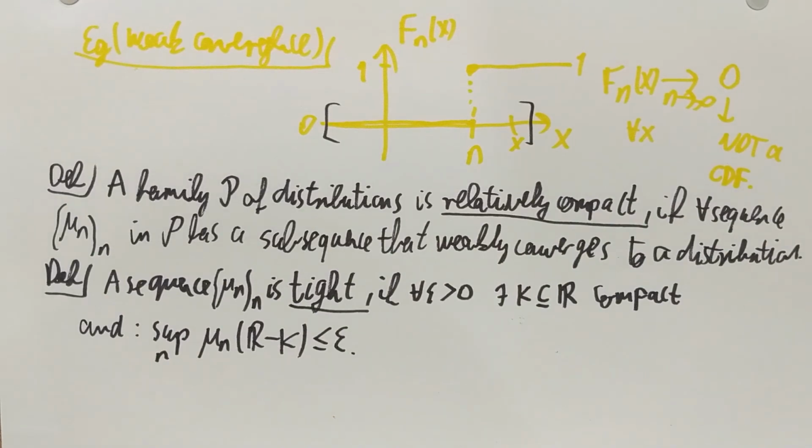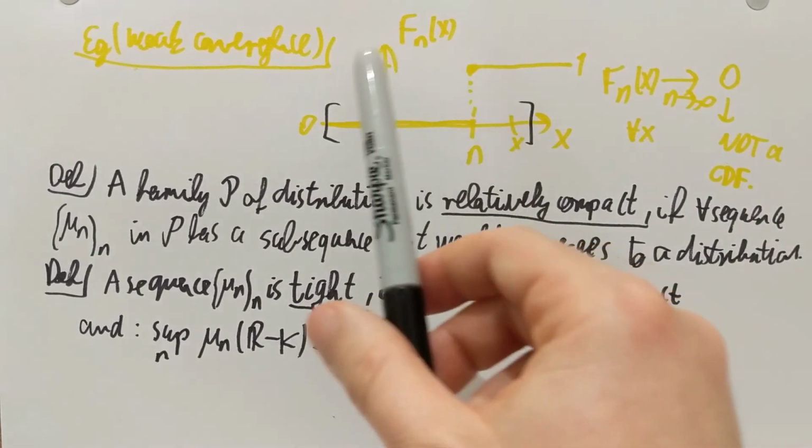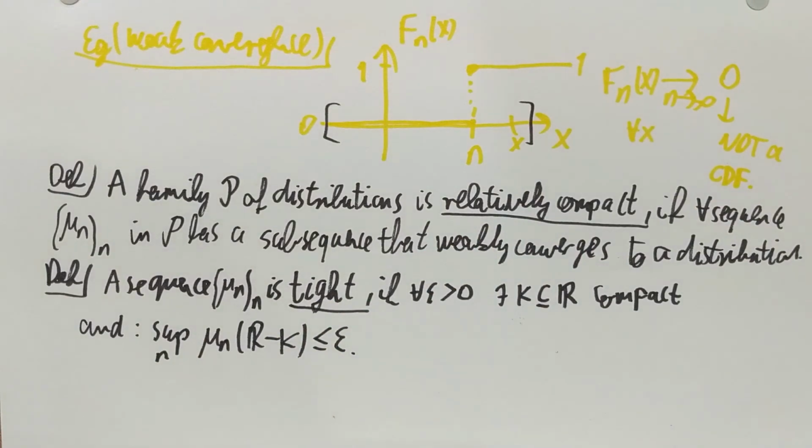So that's another kind of definition which tries to capture what's going wrong in that example. What we are going to work towards is to show that these two are actually the same. So that will be an important step in proving the central limit theorem.